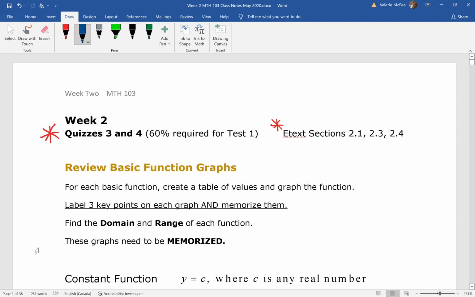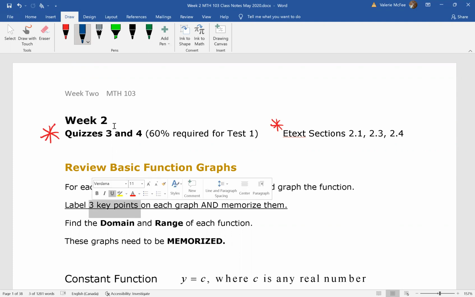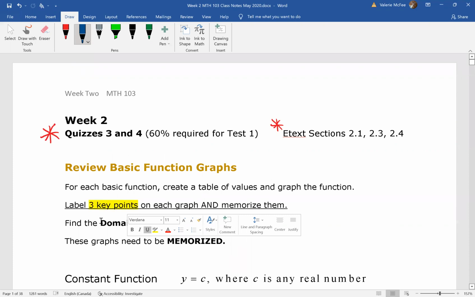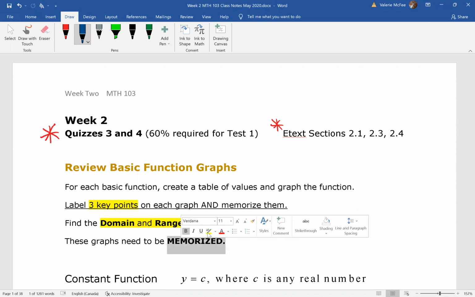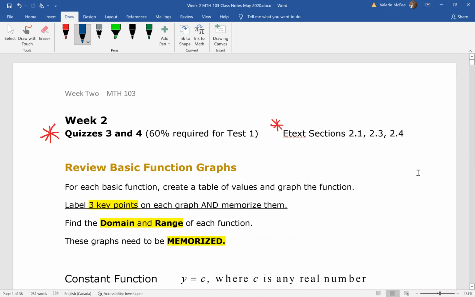So today in our looking at basic function graphs, we're first of all going to create a table of values and use that to graph the functions. I'm hoping that you're going to memorize the 3 key points on each of those graphs, memorize the domain and range for each graph, and then of course memorize what the graph itself looks like.